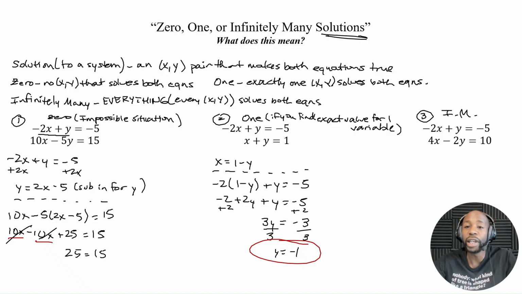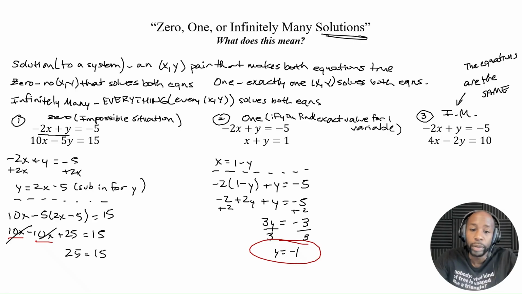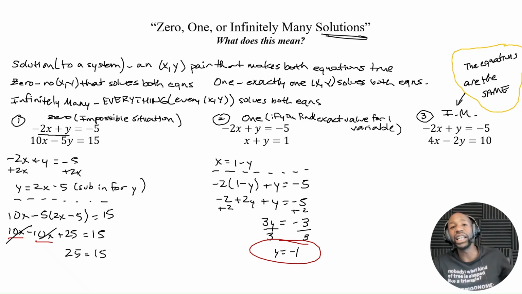Now, the third situation, infinitely many solutions. The way that we know this is the case is by this. The equations are the same. So the two equations that are part of the system, the way that I know that it's infinitely many solutions is that the equations are exactly the same.